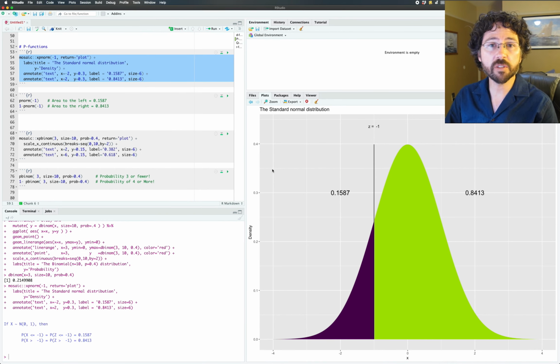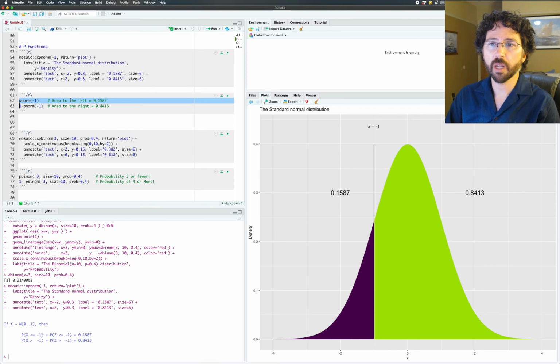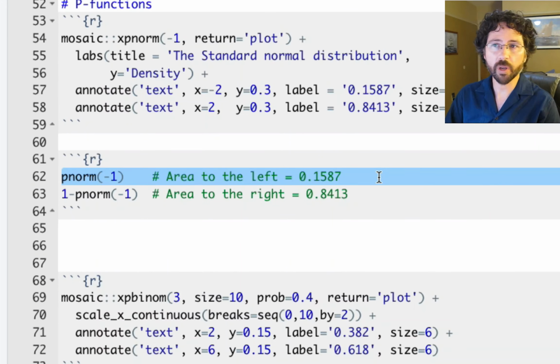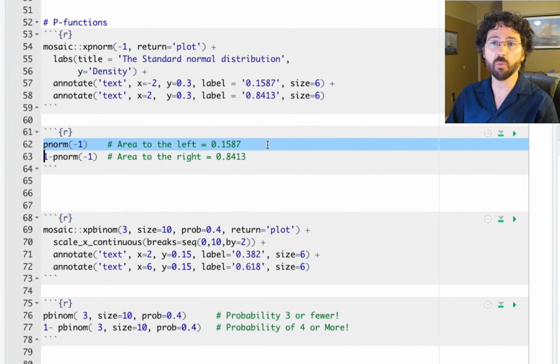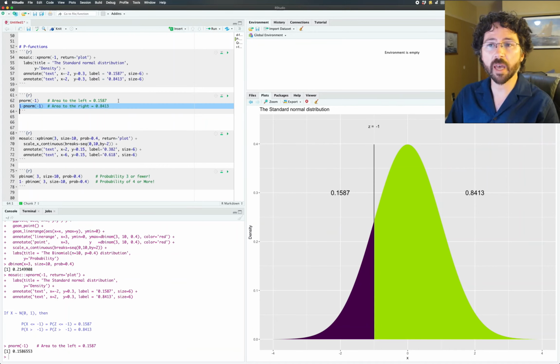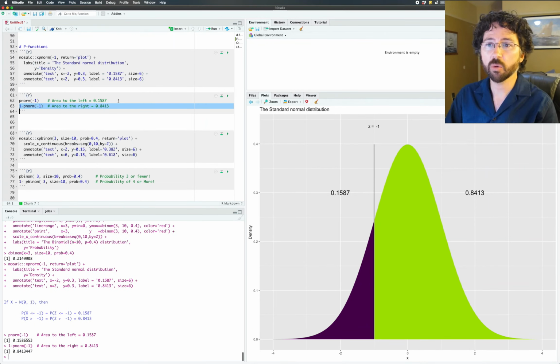The p function gives the probability of a particular observation or everything to the left. In this case, we're again going to use our standard normal distribution, and I want to know what the probability is of having a result less than or equal to -1. This area is going to be about 0.15. So pnorm gives me the probability of less than or equal to -1. If I do 1 minus that, that'll give me the area to the right, which will be approximately 0.84.